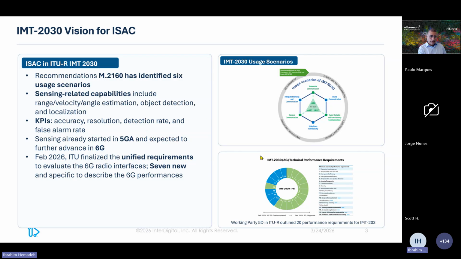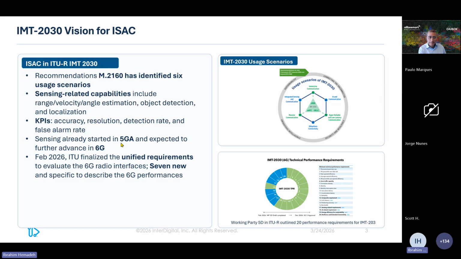And recently, we have what we call the unified requirements. This was published by working party 5D in ITU. They outlined 20 performance requirements. You can see it's quite small, I know, but if you look at them, the bold ones are the new ones for 6G, and number 17 is on sensing related requirements.